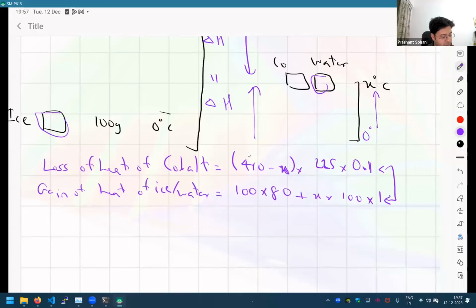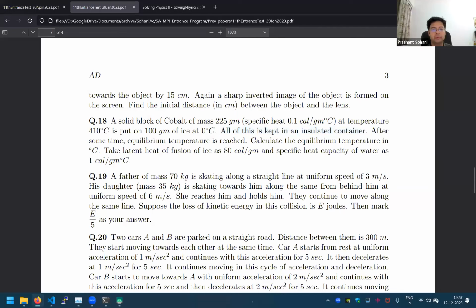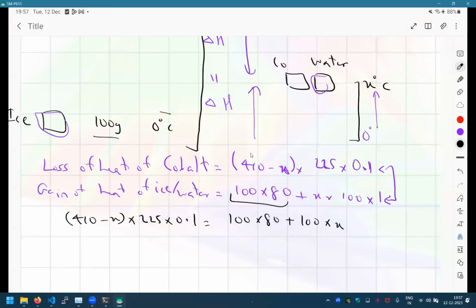So the equation we expect to get is (410 minus x) into 225 into 0.1 is equal to 100 into 80 plus 100 into x. Okay, so we can just solve this in a straightforward way. Why have we taken 100 into 80? Because we have 100 grams of ice and the information given is that the latent heat of fusion is 80 calories per gram. So each gram will require 80 calories to become water from ice. So the total 100 grams will require 100 into 80, that is 8000 calories.